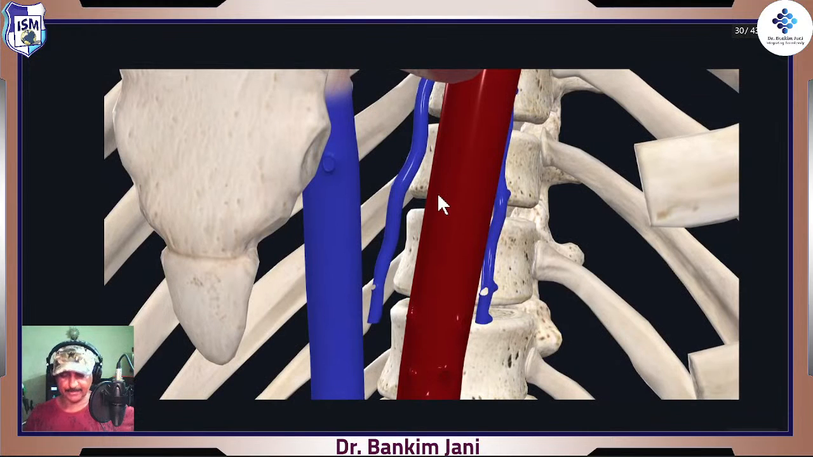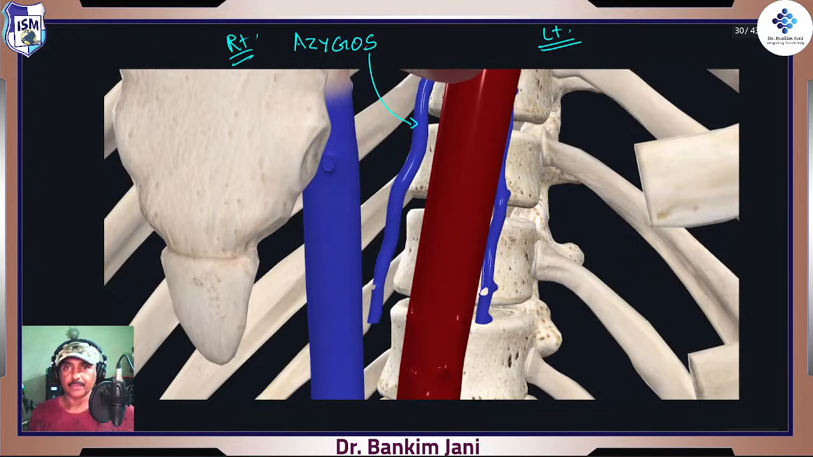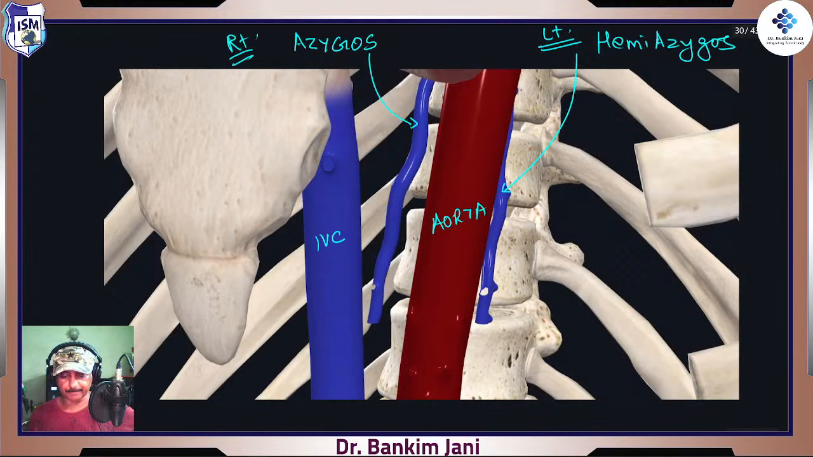Oh yes, this is an interesting topic, right? See those two veins, one which is called the azygos, on the right side, and on the left side it is called the hemiazygos. Now what's this mystery of all these azygos veins? So this is inferior vena cava, this is aorta, correct? This is aorta.